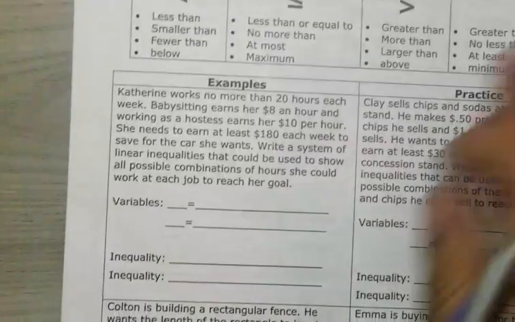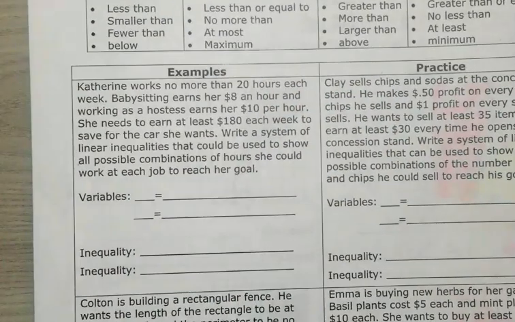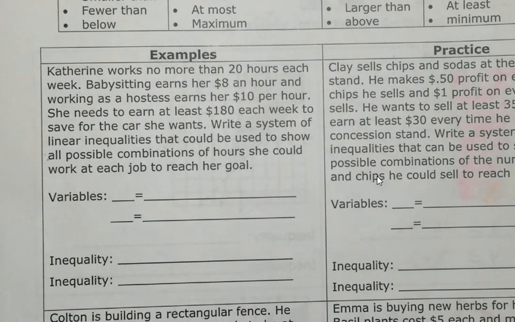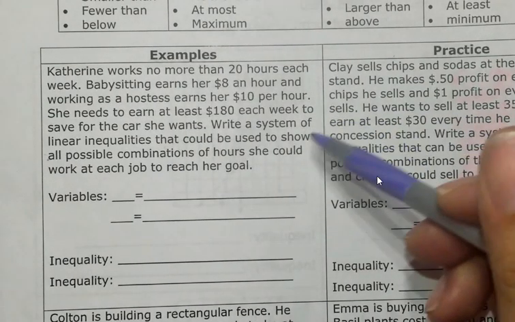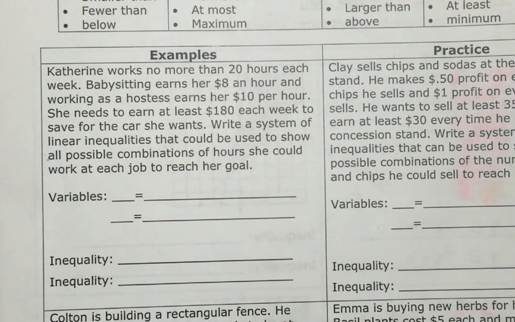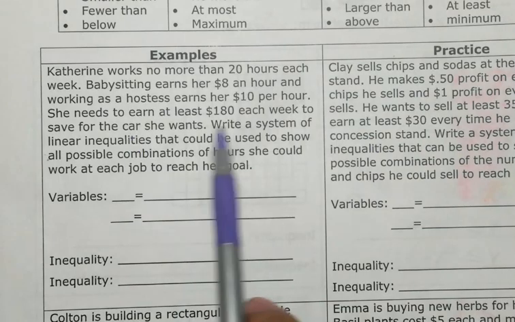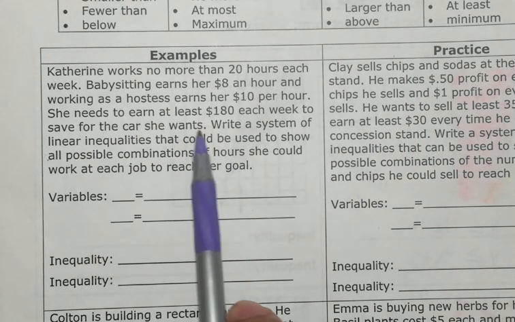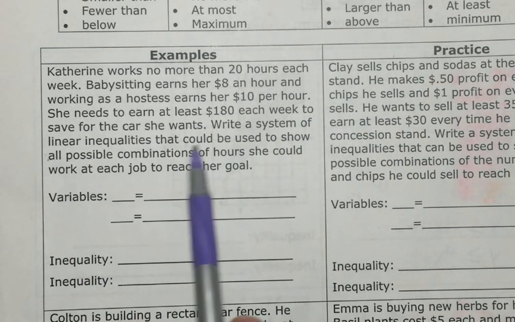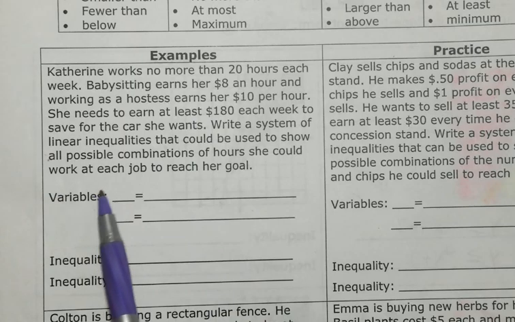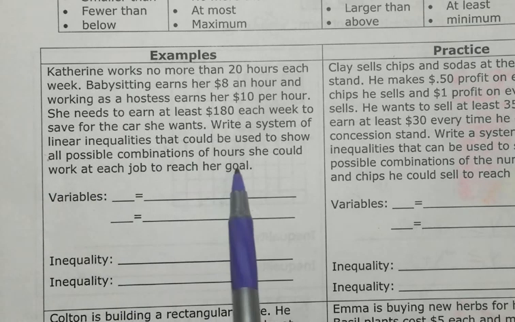All right, so the first example I'm going to go over, it says Catherine works no more than 20 hours each week. Babysitting earns her $8 an hour, and working as a hostess earns her $10 per hour. She needs to earn at least $180 each week to save for the car she wants. Write a system of linear inequalities that could represent all possible combinations of hours that she could work at each job to reach her goal.